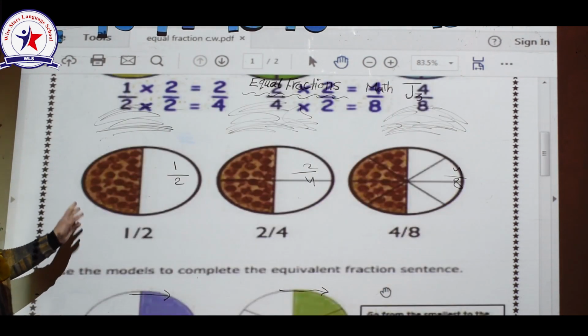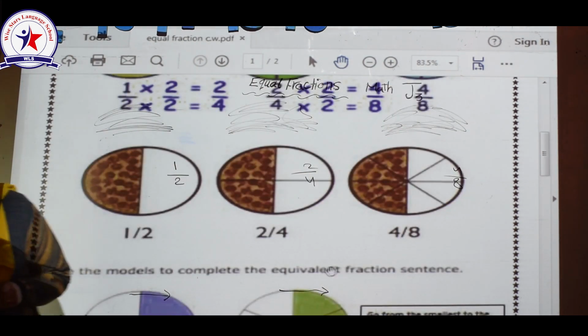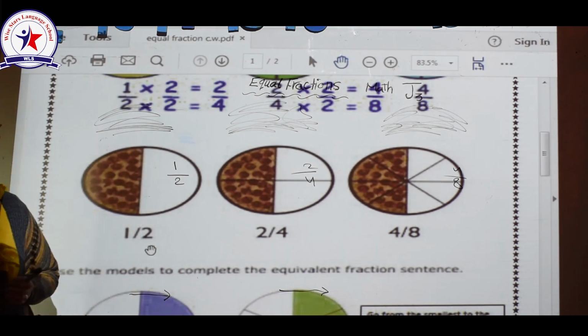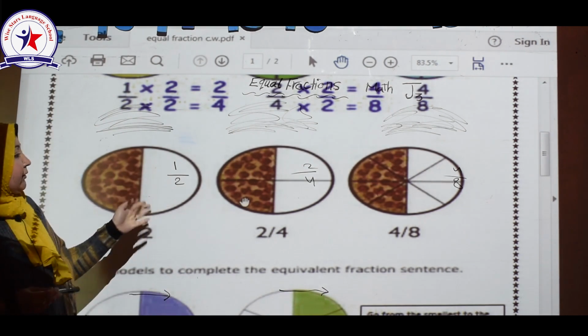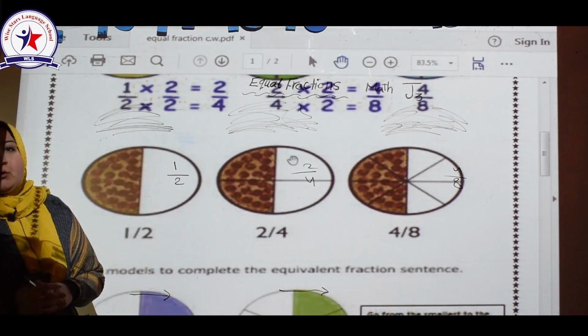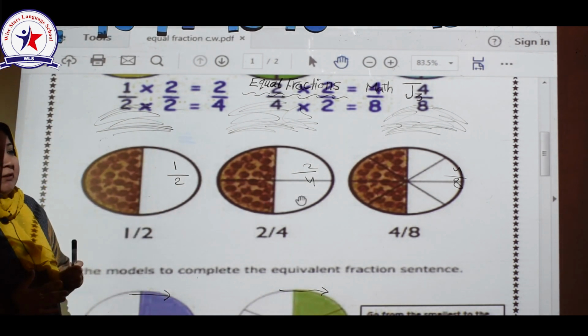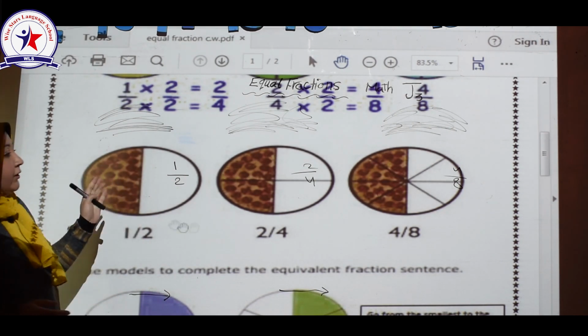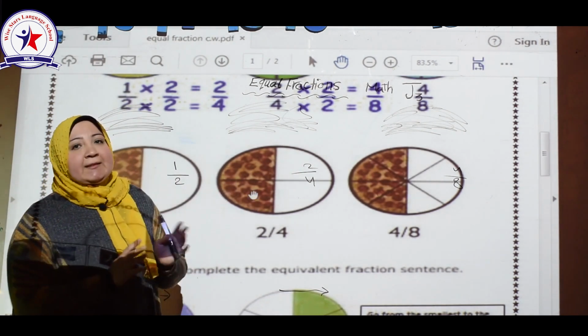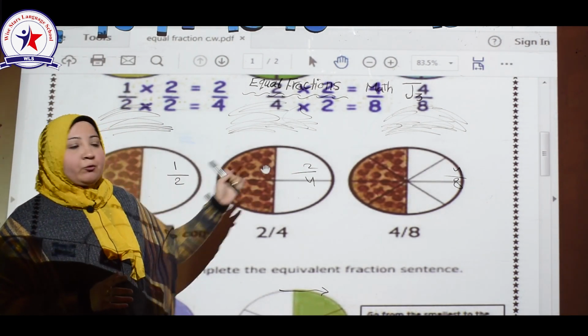Okay? Like your pizza. If you want to eat a pizza, you can divide the first one in 2 parts and divide the second in 4 parts. You want to eat the first slice. You will eat one of 2. But in the second, you won't eat the same slice, you will eat 2 of 4 parts.